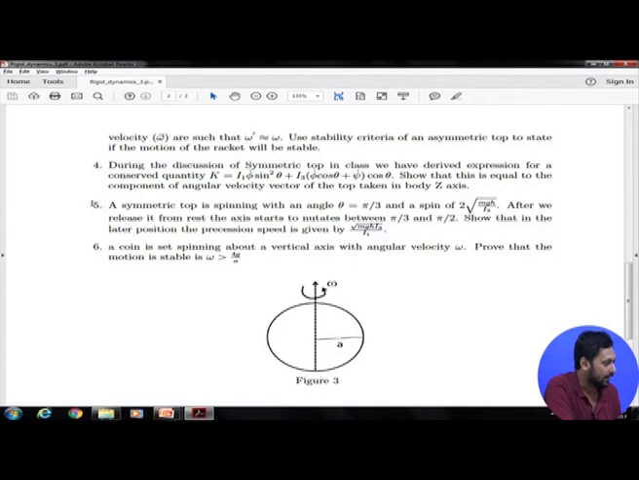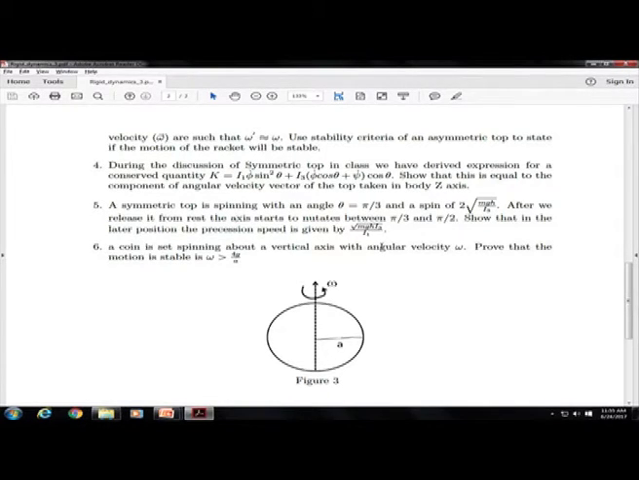Now, for the second problem, it is a symmetric top spinning with an initial angle theta equal to pi by 3, and the spinning speed omega s is given. After we release it from rest, the axis starts to nutate between pi by 3 and pi by 2. Show that at the latter position, the precession speed is given by this particular value.